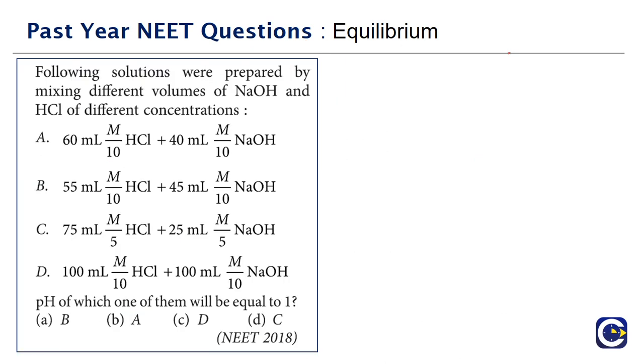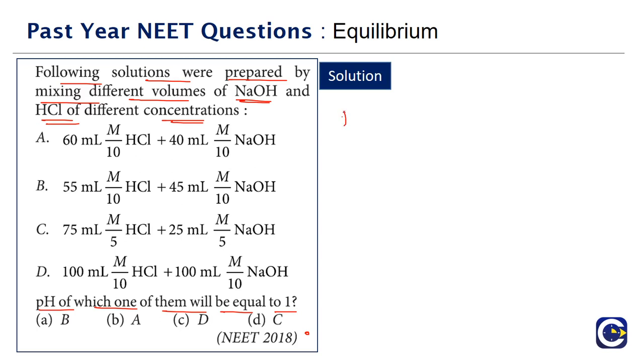Let's move on to the next question. This is a question that came in the year NEET 2018. We are given 4 sets of solutions. The following solutions were prepared by mixing different volumes of sodium hydroxide and HCl under different concentrations. pH of which of them will be equal to 1? So we need to find the pH of which of the solutions will be equal to 1.